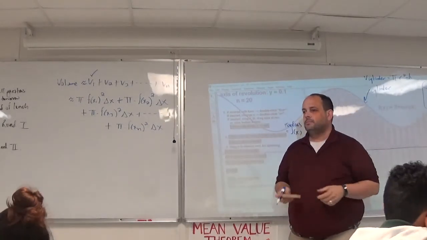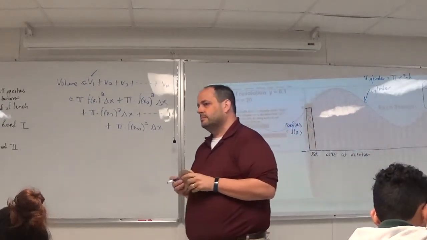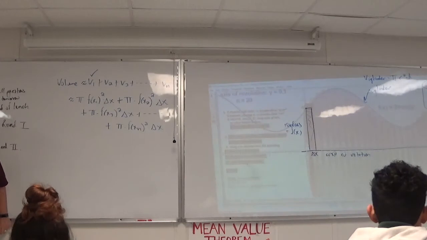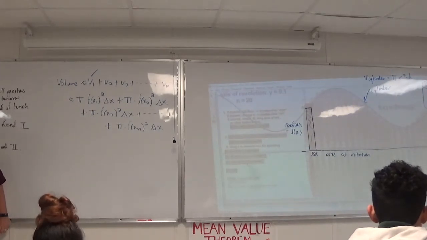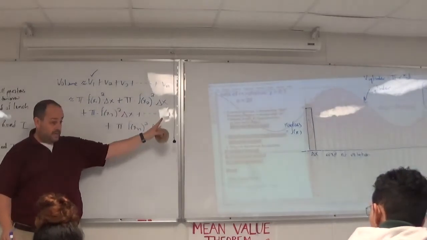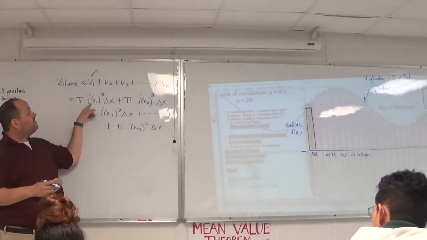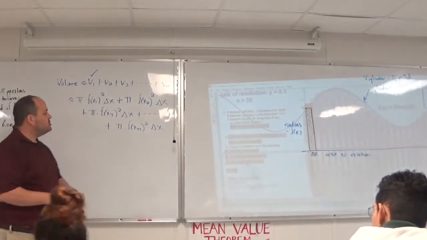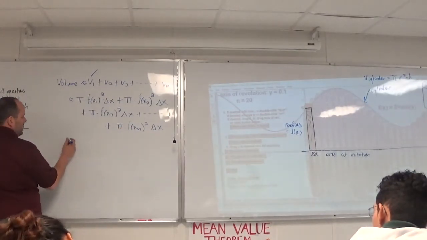What if you just take the pi out and the square? Careful with the square part. No. They all have the pi. They all have the delta x. They all are your function squared, right? So let's get clever about this. Anybody have a better way to write this?